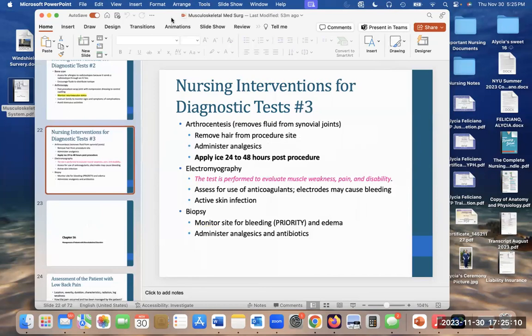For arthrocentesis, it's kind of similar to a thoracentesis or a pleurocentesis. Anything that ends in centesis means that we're removing fluid. So in this case, we're going to remove fluid from the synovial joints, which is causing that inflammation and pain. So we're going to remove hair from the procedure site so that nothing can get in. Administer pain medications to help ease the pain. And after the procedure, we're going to apply ice for 24 to 48 hours post-procedure because we want to reduce inflammation and swelling.